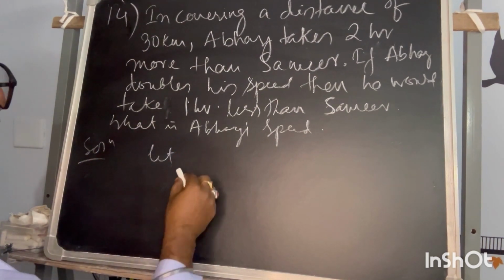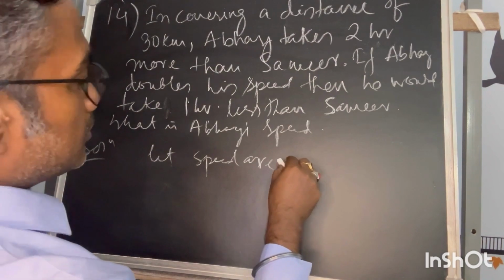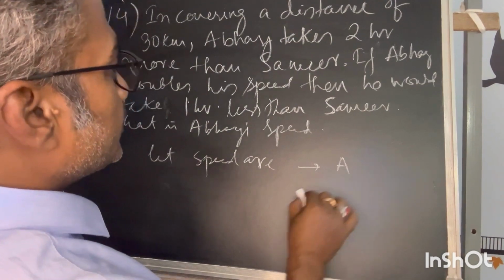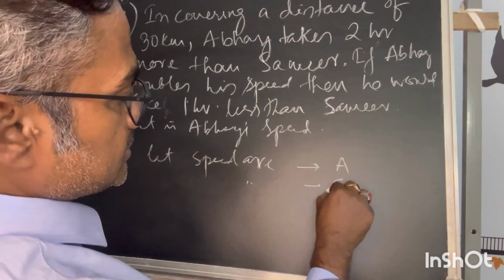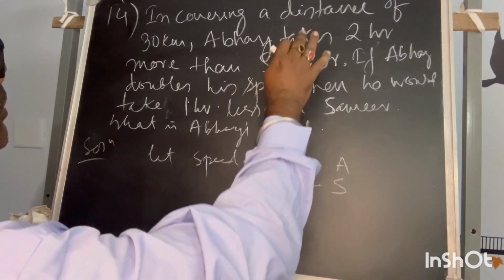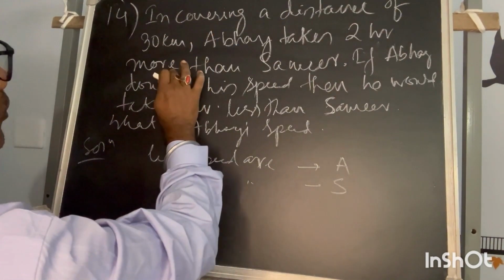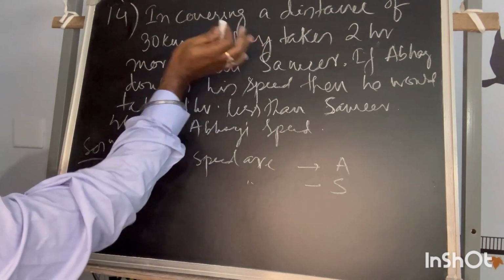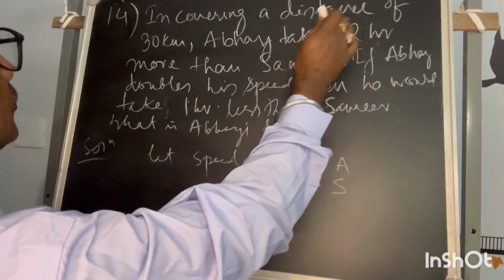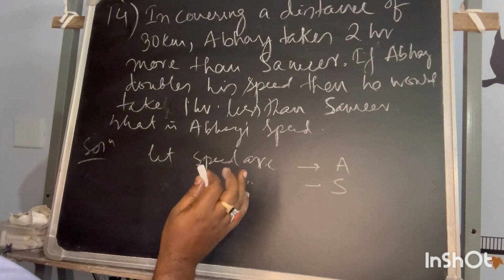Let the speeds be represented by A for Abhay and S for Samir, with their initials, so that will be very easy to remember. In covering a distance of 30 km, Abhay takes 2 hours more than Samir. So this first statement is saying the distance is 30, and Abhay takes 2 hours more. So Samir is taking fewer hours.